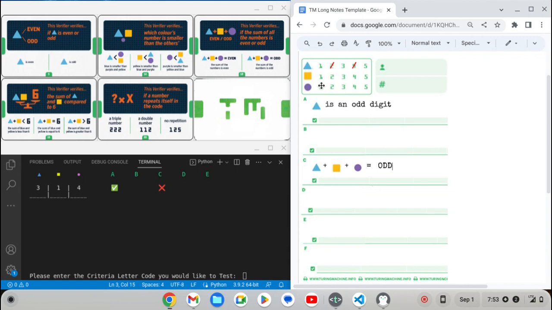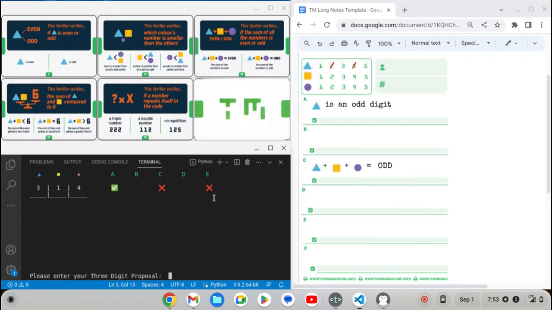Okay, and so as a final test for this round, let's actually test criteria card E. Okay, so again, the Turing Machine does not approve of my proposal. So I do have 314. That means it has no repetitions, but that is not valid since the Turing Machine does not approve of it. So we're either looking at a double or a triple solution.